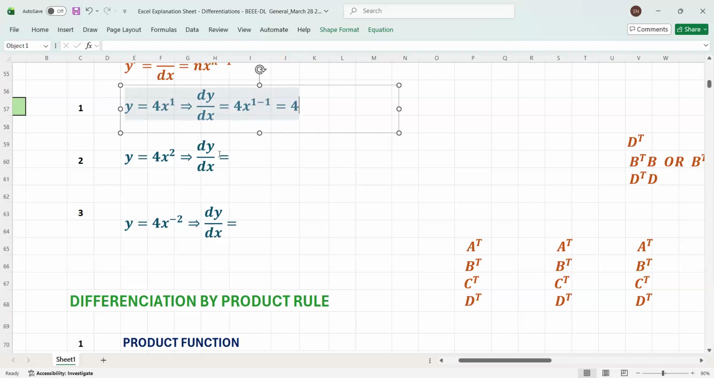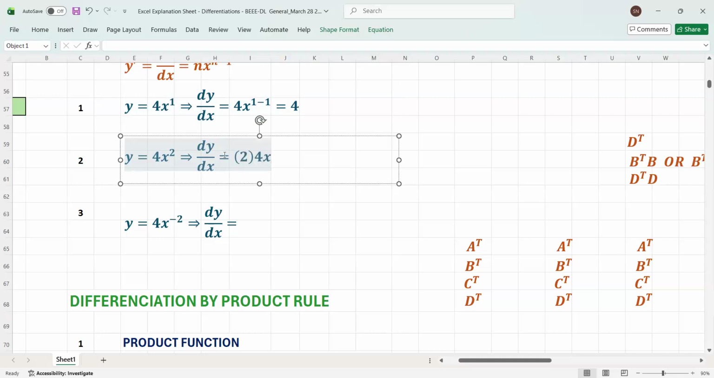Okay. And second example, 4x squared. So here we are going to have 2 coming to multiply 4x, and then x raised to the power 2 minus 1. So finally, this should give us 8x raised to the power 1.